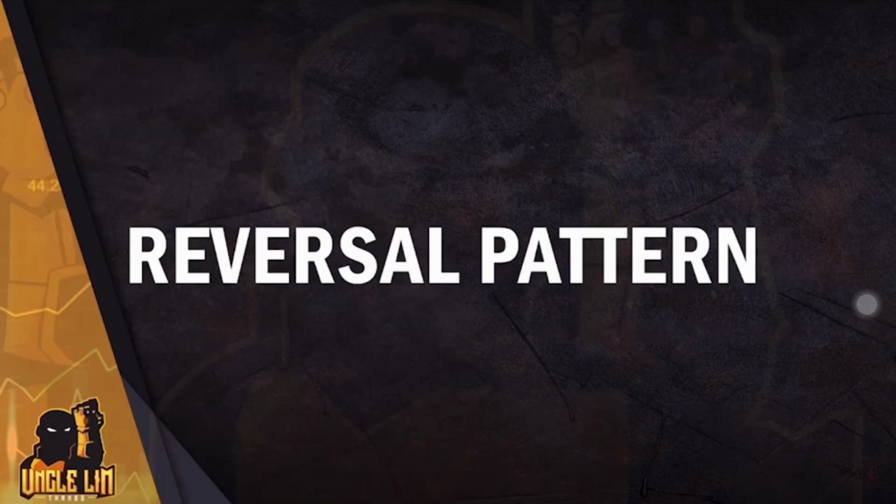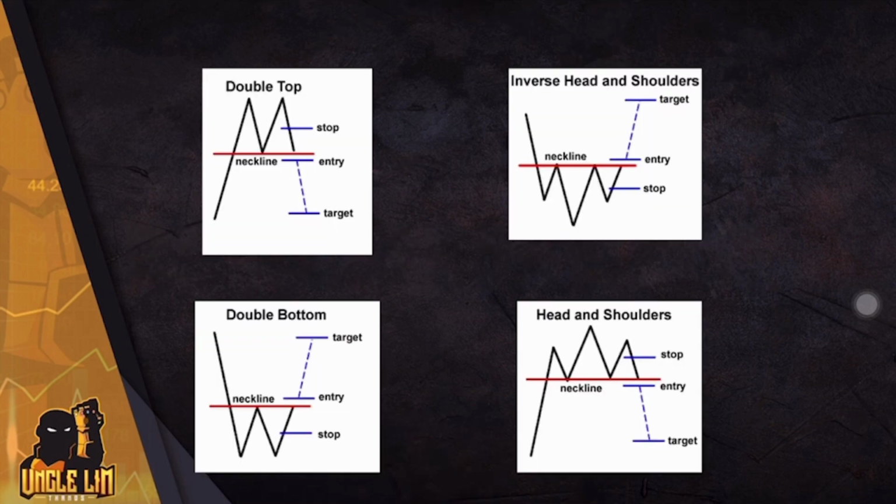In reversal patterns, there are 4 patterns that Uncle usually uses, and they are also Uncle's favorites. Whenever Uncle finds these patterns, Uncle will trade them, and mostly will put a bigger lot size. So what are the patterns that Uncle usually uses? Double top, double bottom, head and shoulders, and also inverse head and shoulders.